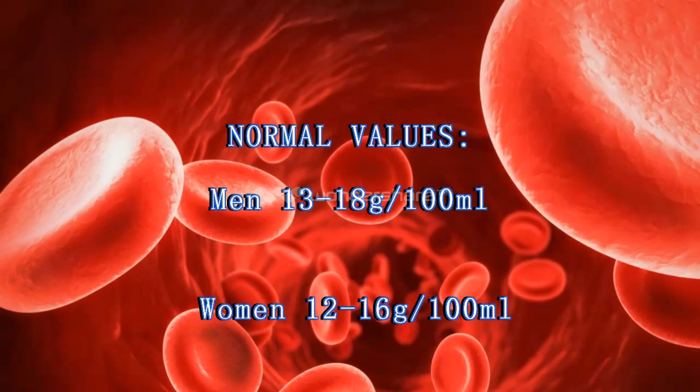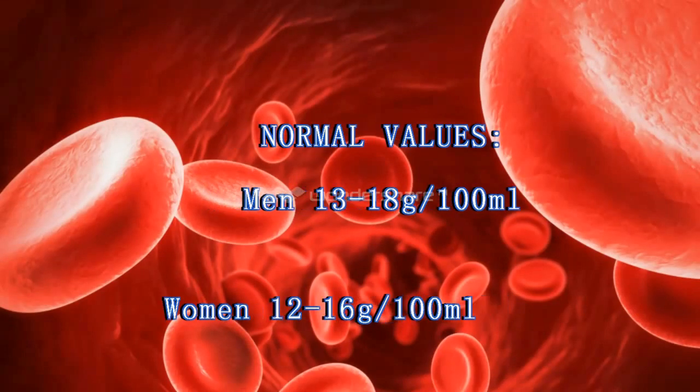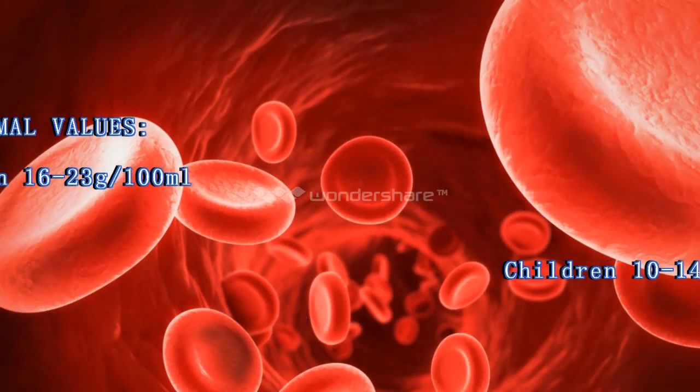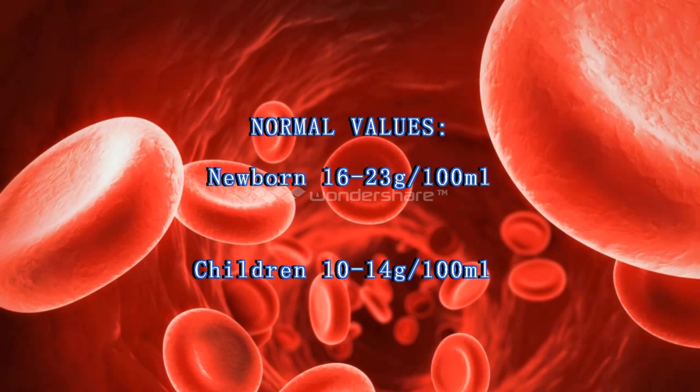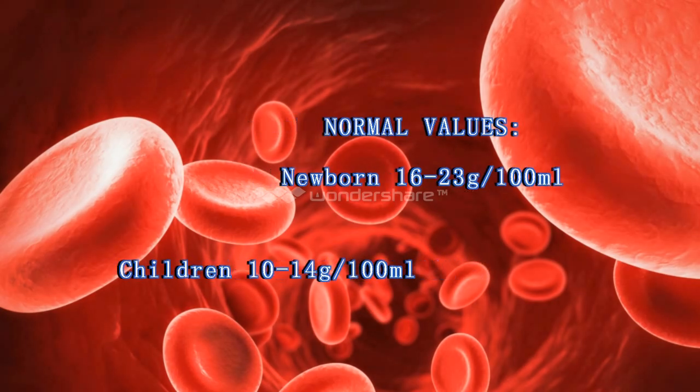With conventional units, normal values for men can range from 13 to 18 grams per 100 ml. Women, 12 to 16 grams per 100 ml. Newborns, 16 to 23 grams per 100 ml. And children, 10 to 14 grams per 100 ml.